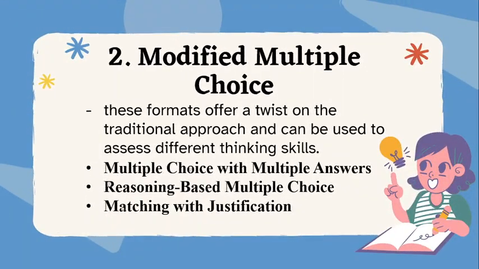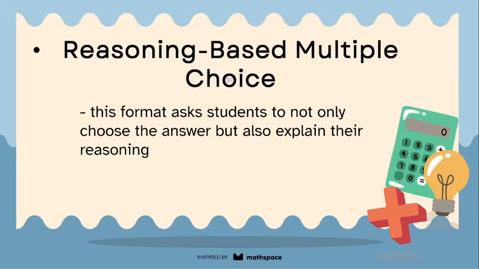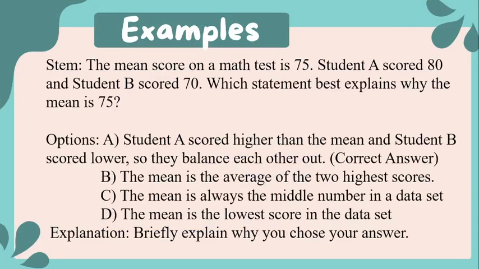So next we have the reasoning based multiple choice. So reasoning based multiple choice, this format asks students not only to choose the answer but also explain their reasoning. Here, we are going to not just select our answers but also explain or justify our answer. For example here, the mean score on a math test is 75.